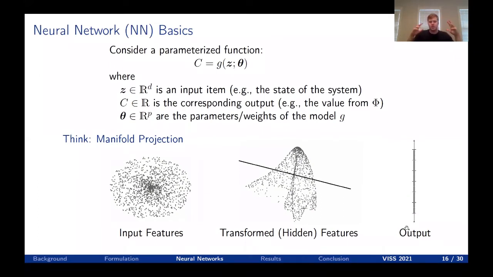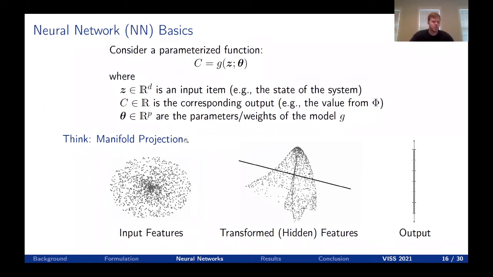So now I'll talk a little bit about neural network basics for those who might not know too much. A neural network is just a parameterized function, as we would say in math. So in this example, imagine my input is some d-dimensional vector z, that was the state of the system. And then the output is going to be capital C. These dimensions don't actually matter. They're just relevant to our actual application because we're going to essentially parameterize phi. So you have some input of dimension d, the output is a scalar, and then you have some parameters or weights of the model, which is denoted by theta.